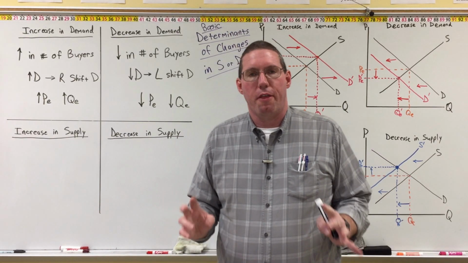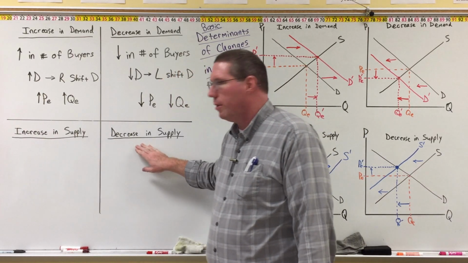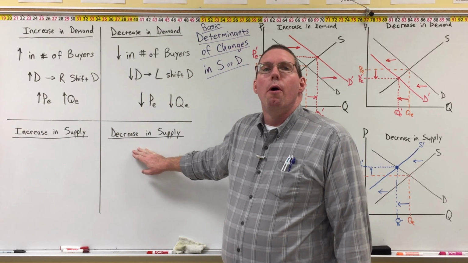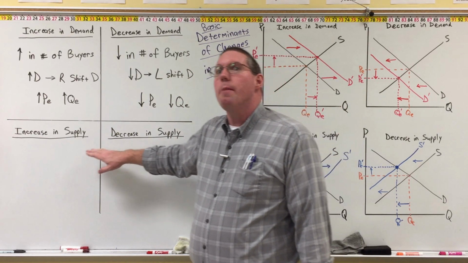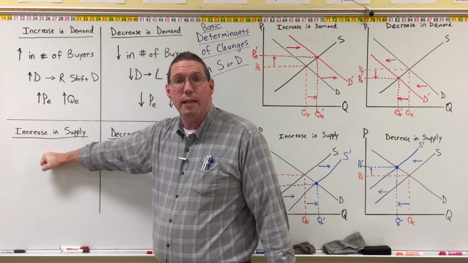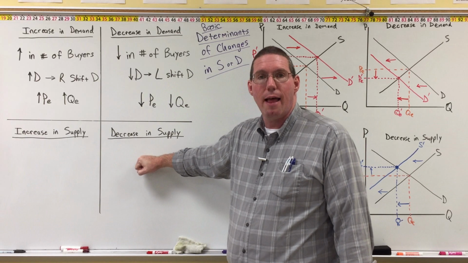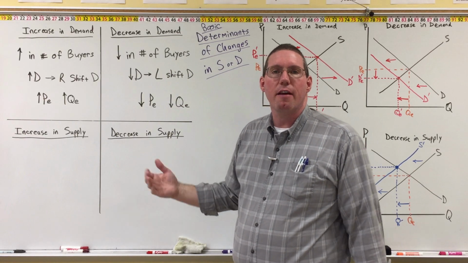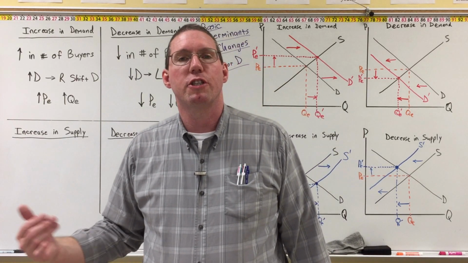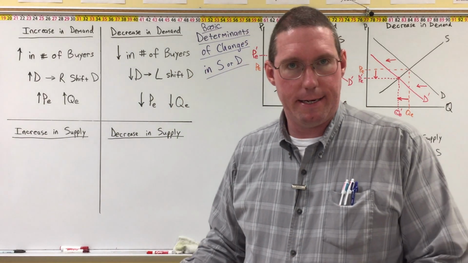Well, here's another way to think about it. Are they more willing and able to produce, or less willing and able to produce? Willing and able to produce more stuff, and willing and able to produce less stuff. Well, the main thing that affects how much they're willing to make and how much they're able to make is how much it costs them to make it.